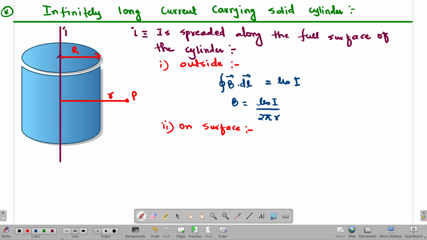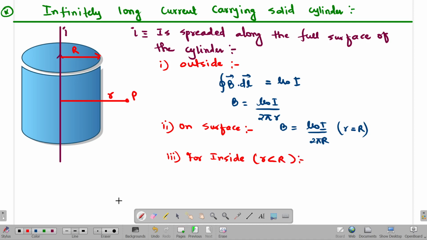Answer will be still same. B will be equal to mu naught I capital R by 2 pi capital R, because r changes to capital R. But the third case, which I consider for inside, where r is less than capital R, there the problem will arise, isn't it?